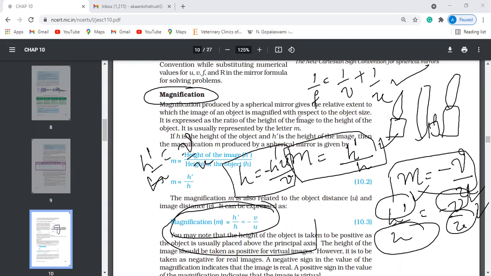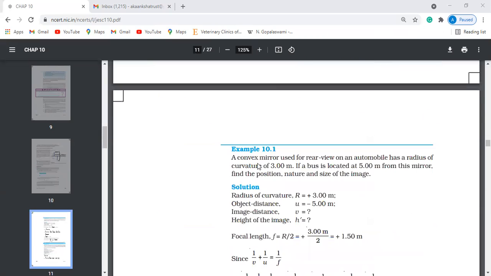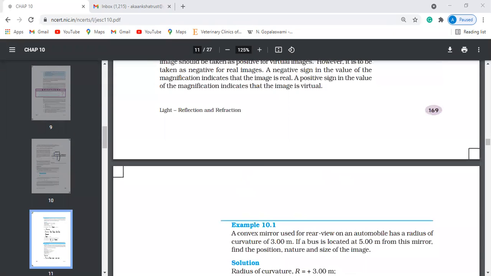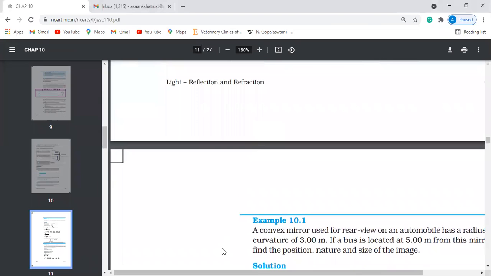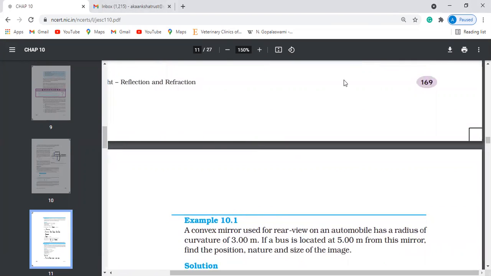Let's solve some of the problems then. Hope you are clear with this. See the first problem here. You have to send me the values on the chat box. You know what R is, everything.